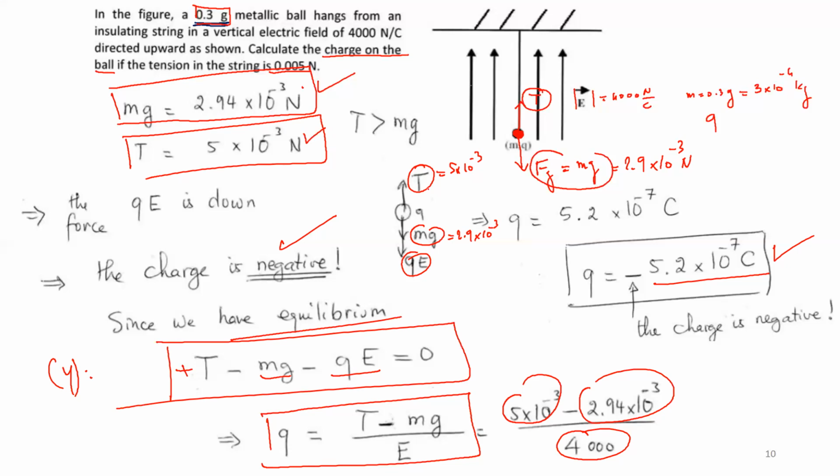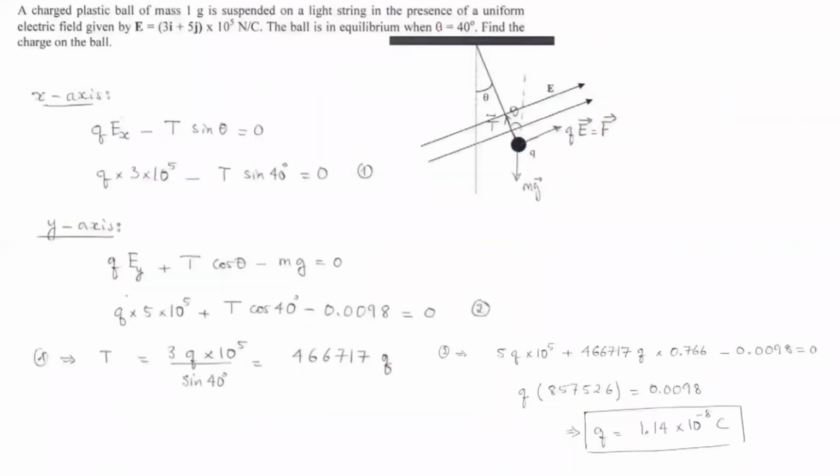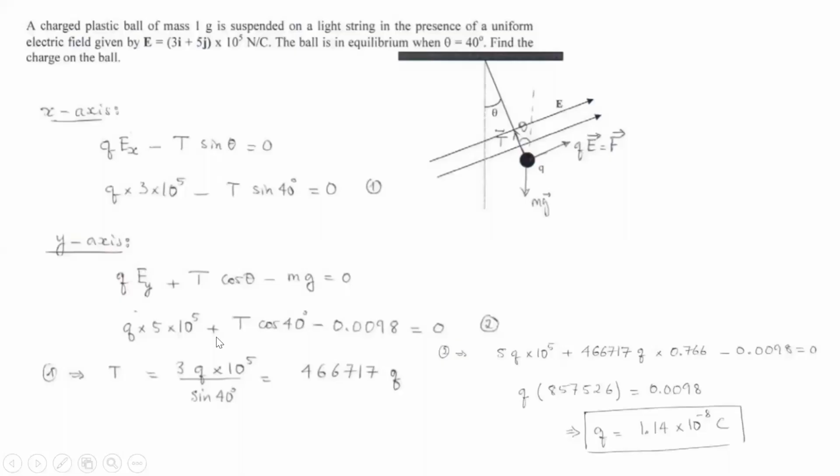Now let's go to the next problem, which is a little bit more interesting. So let's read the problem. We have a charged plastic ball, okay, not a particle. We have a charged plastic ball of mass 1 gram. You put it in kilogram, of course. So mass is 10⁻³ kilogram.